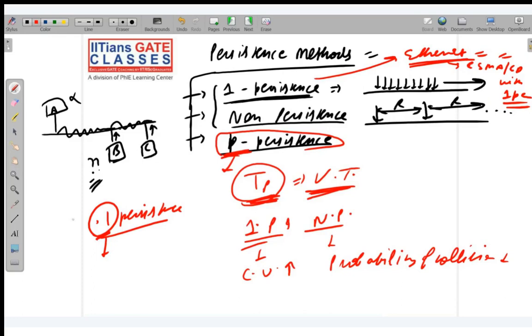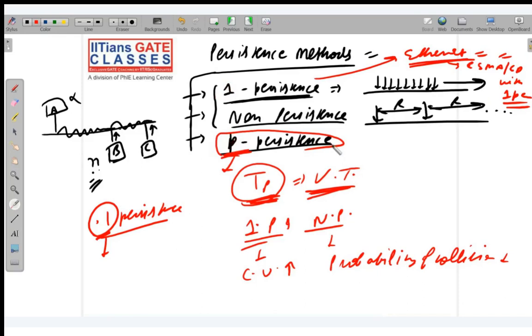You should know that P persistence is one of the best persistence methods, because it has high channel utilization just like one persistence, and the probability of collision is also low just like non persistence. So it uses the advantages of both. In one persistence, the moment it finds the channel idle, it will send the data at probability 1, but here it will send the data at probability P. That is the basic difference. So please take the notes.